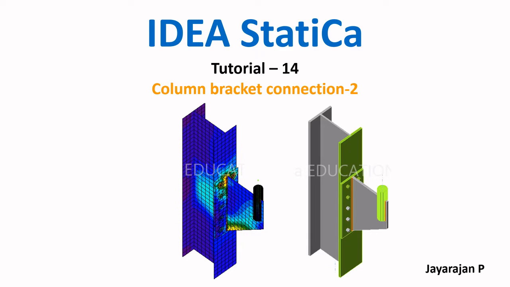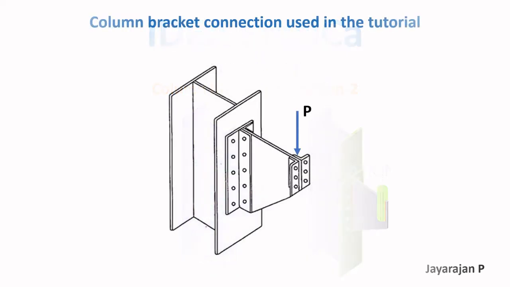Here I will demonstrate the modeling and analysis of a typical bolted column bracket connection. The bracket connection used in the tutorial is shown here. In this case, the bolts are subjected to both tension and shear due to the applied shear and an out of plane moment. So now let us start Idea Statica tutorial number 14.